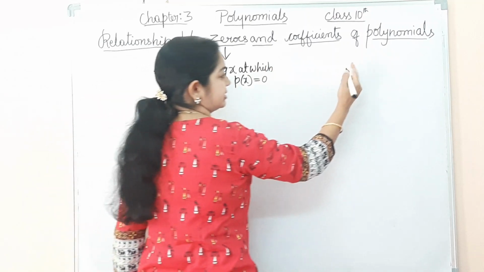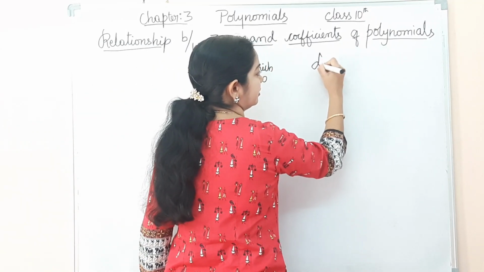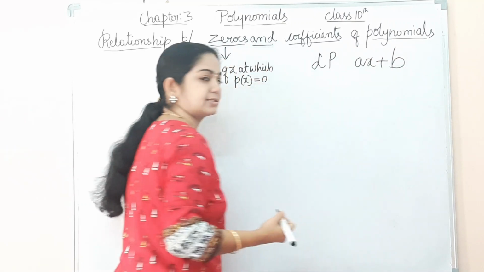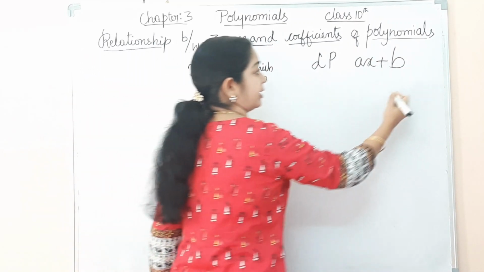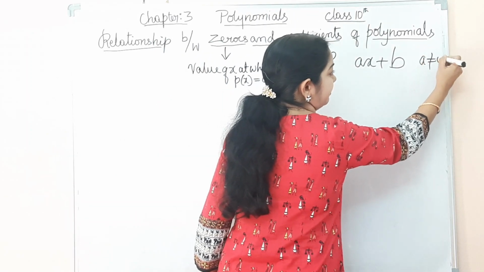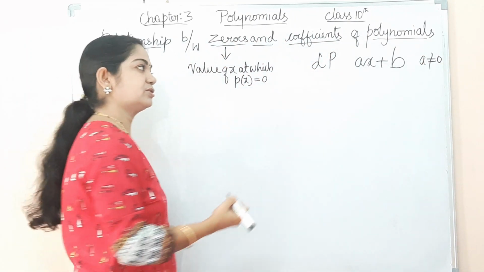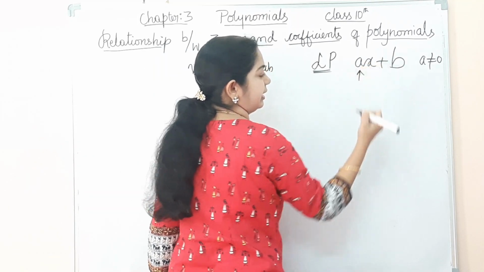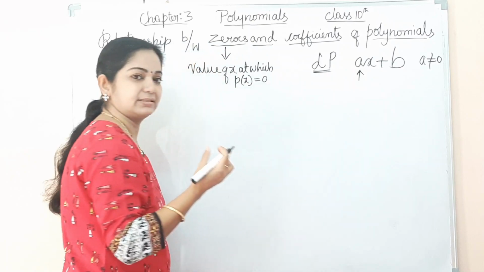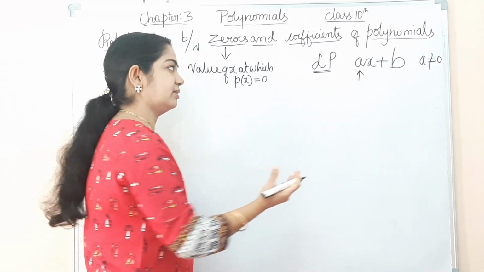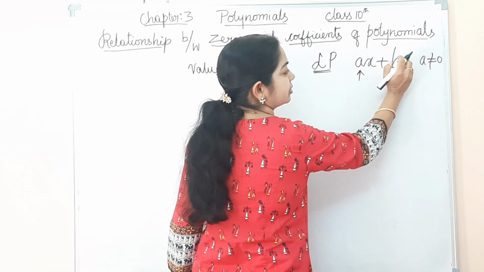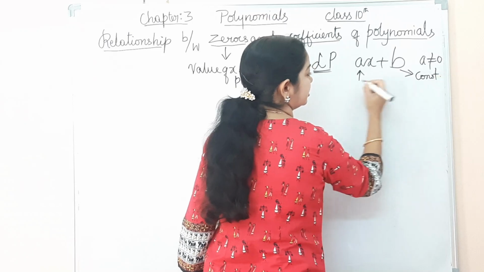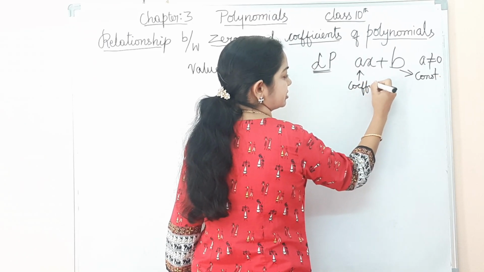What are the coefficients? Let us take the example of the linear polynomial, ax plus b, and an important condition, that a must not be equal to 0. So this is a linear polynomial, okay? And what is the coefficient here? Only a. The coefficient is the number attached to the variable. The variable here is x and the constant is b, right? This is the constant. Here this is the coefficient.